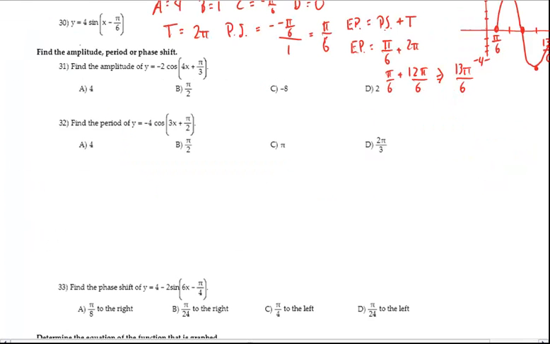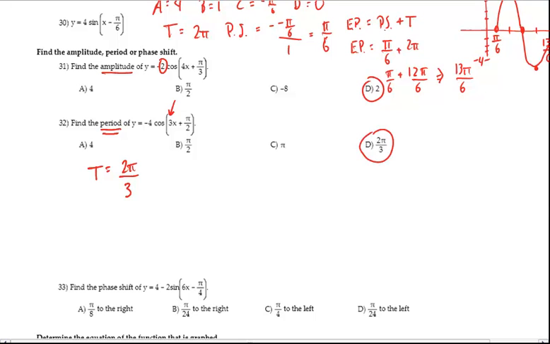Number 31, if you could follow 32, 31 says just find the amplitude. This is so easy. The amplitude is equal to 2. Remember, it doesn't have to be negative. It just tells you how much from the midline the function moves up and down. And the period for this one, well, you need the b value. The period is going to equal 2 pi over the frequency value of 3. So you're looking for a value of 2 pi over 3.